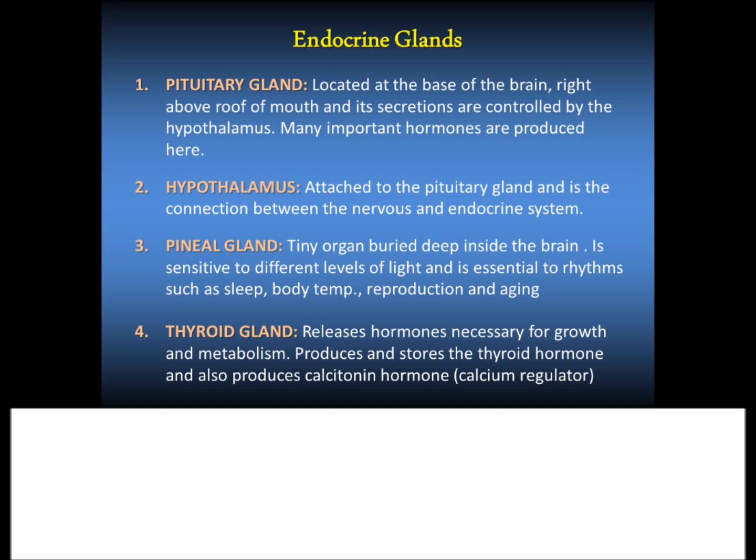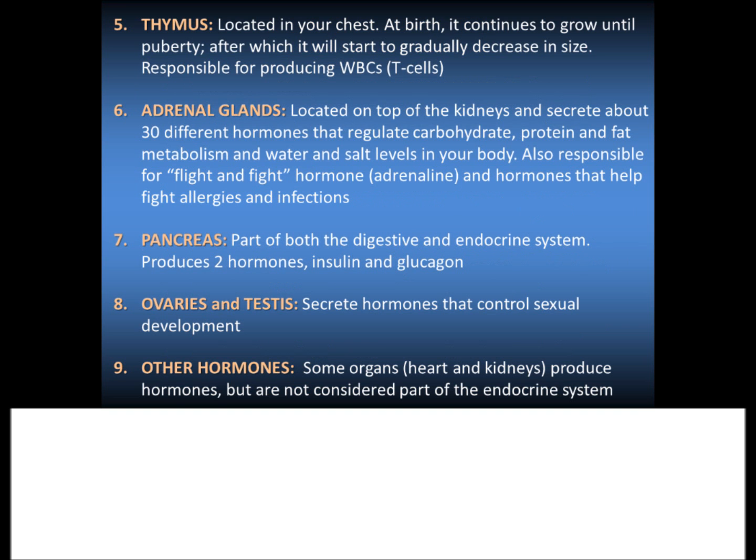The fourth one is the thyroid gland, which is located in your neck. So this releases hormones that are necessary for growth and metabolism, and also produces and stores the very important thyroid hormone. And this is important for the metabolism of proteins, fats, and carbohydrates. And the thyroid gland also produces calcitonin hormone, which is a calcium ion regulator. So this will help to regulate the calcium levels in your blood. So you could see that the thyroid gland has many different functions.